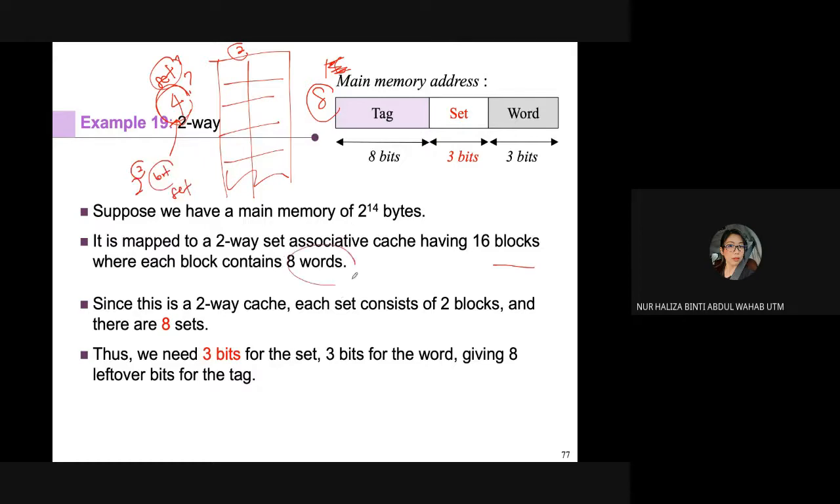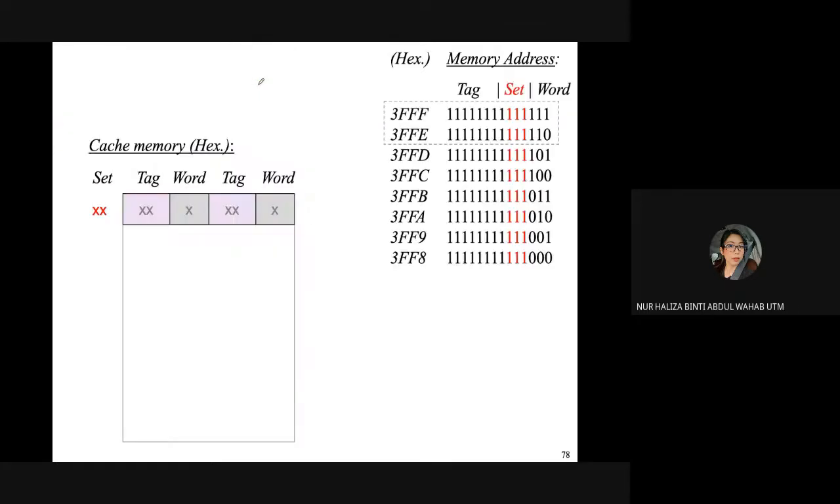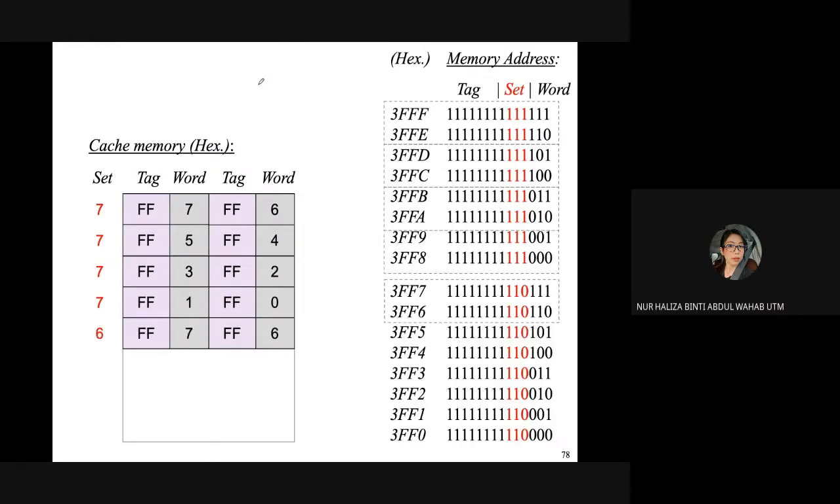And the words depends on the words. If let's say over here is 2 to the power of 3, it is 3. So 3, 2, and the rest will be 9, I guess. Okay, 9. So this is my tag. So this is an example. And for 4-way, you need to have 4 blocks.